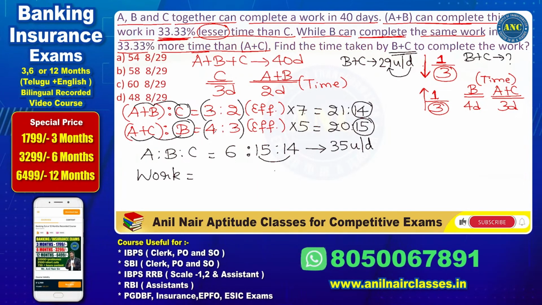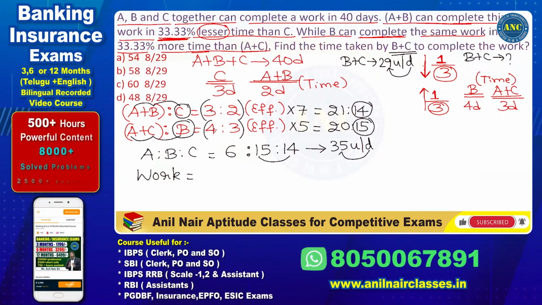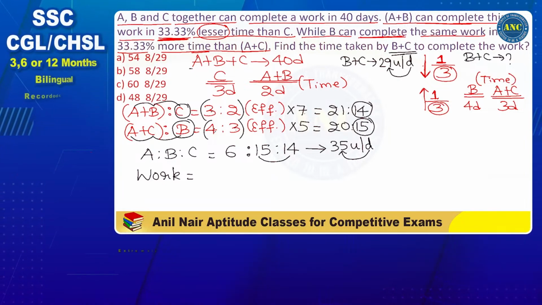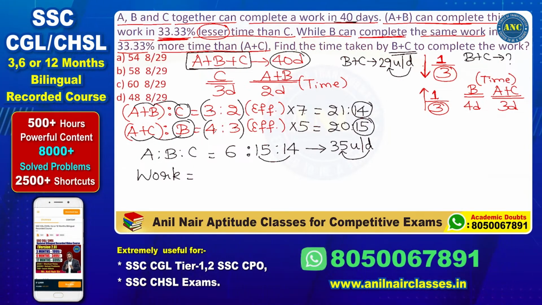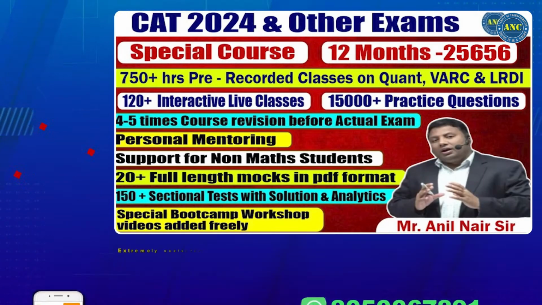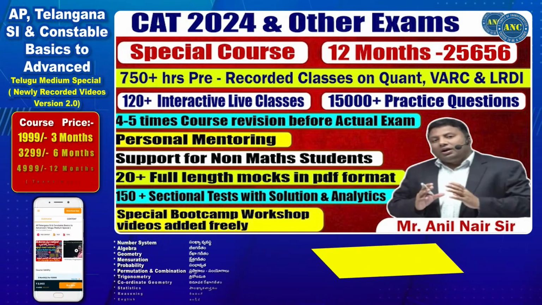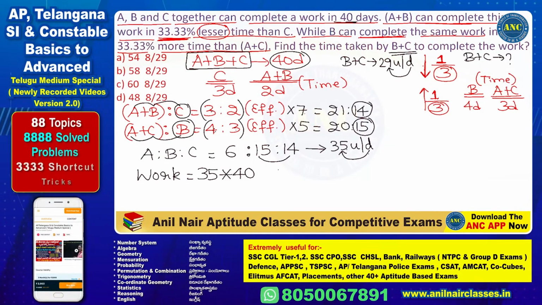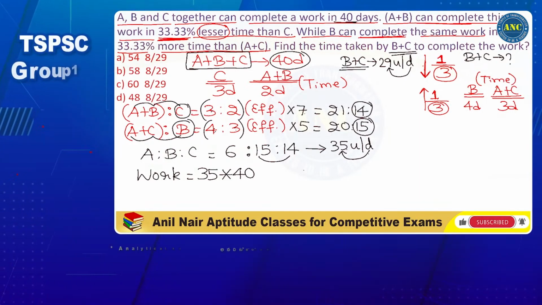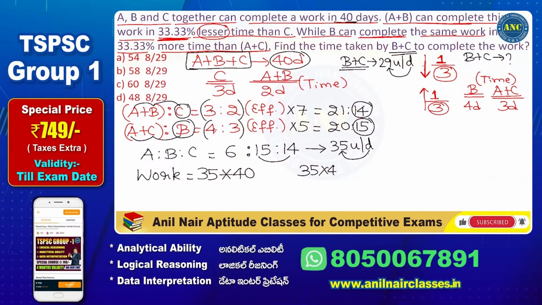So total work: in one day they will distribute 35, right? But all the three people are working together for how many days to complete the entire work? As per the first statement, they are working for 40 days. In one day all the three together will distribute 35, and they are working for 40 days. So total work is 35 into 40. B plus C is 29 units per day. So the final answer is 35 into 40 divided by 29 days.